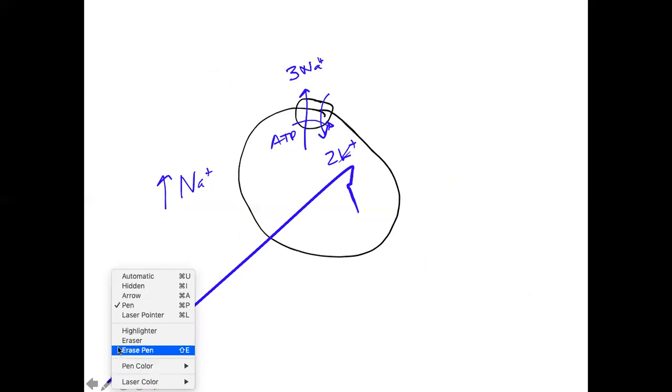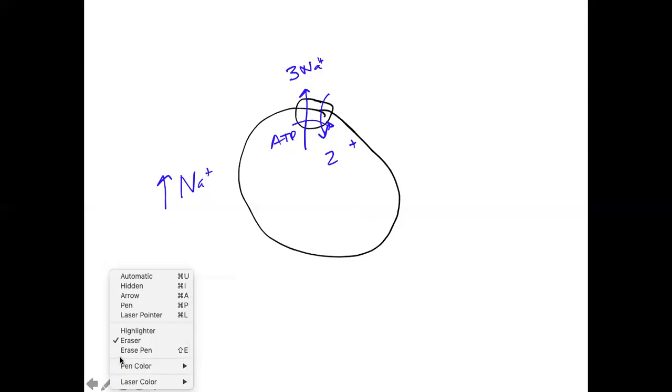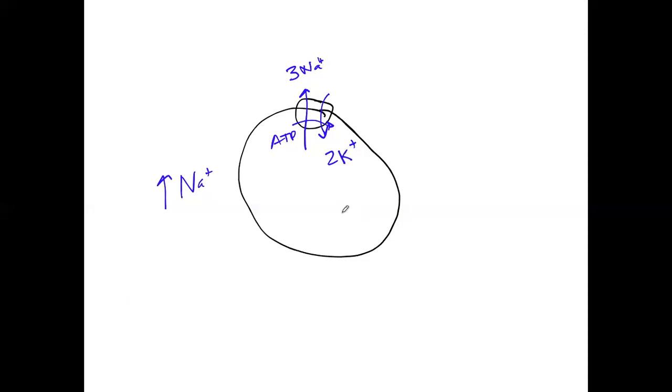Whoa, let's see. Let's try that again. Okay, so let's go back to the 2 potassium. Okay, so we're dragging potassium in, so potassium is higher here, right? And sodium's obviously lower here. And then potassium is lower on the outside.